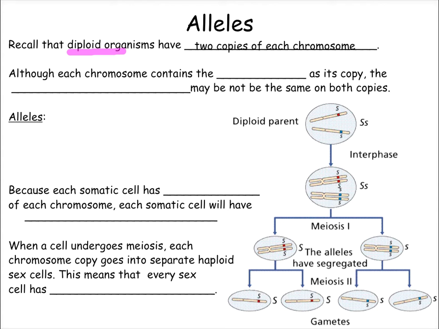Now, although each chromosome contains the same genes as its copy, in other words, the copy that you got from mom contains the same sequence of genes as the copy that you got from dad. So, there's the same sequence of genes, but I'm going to show you that the form of the genes may not be the same on both copies.